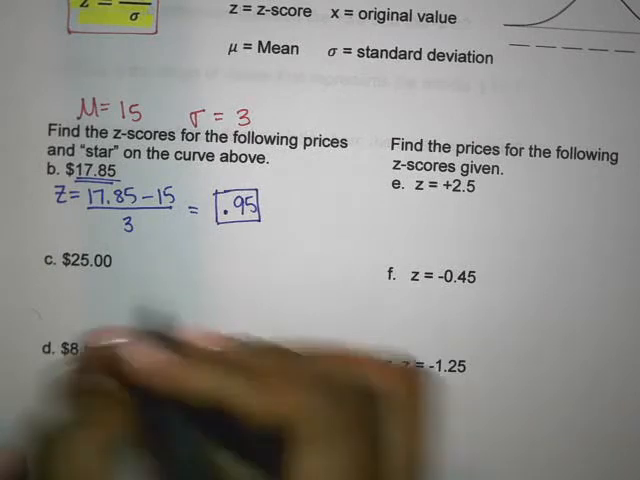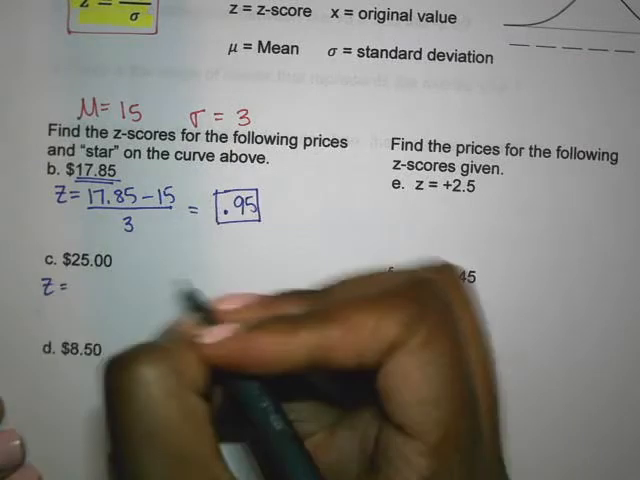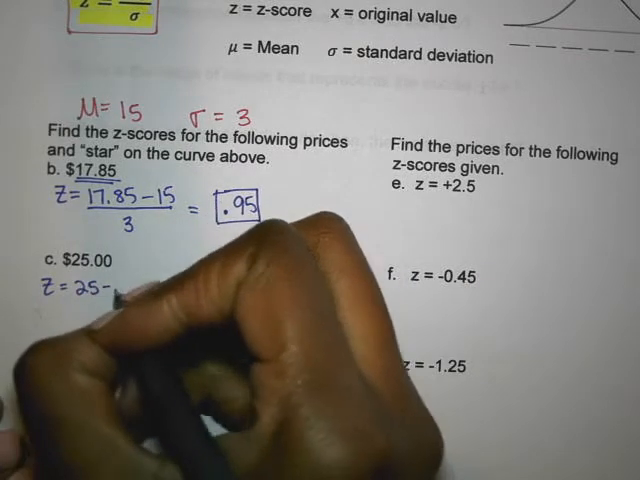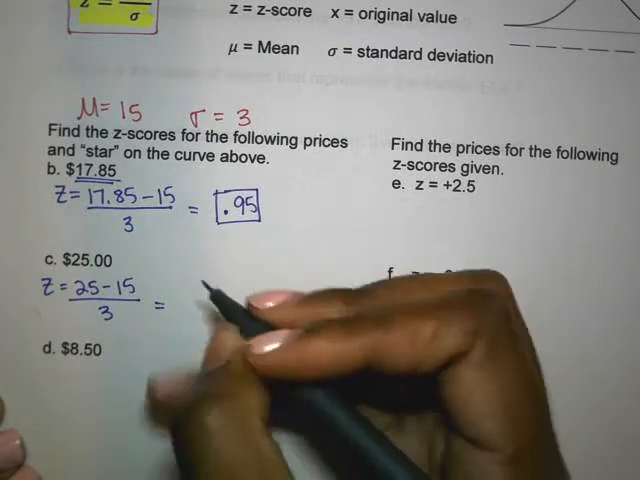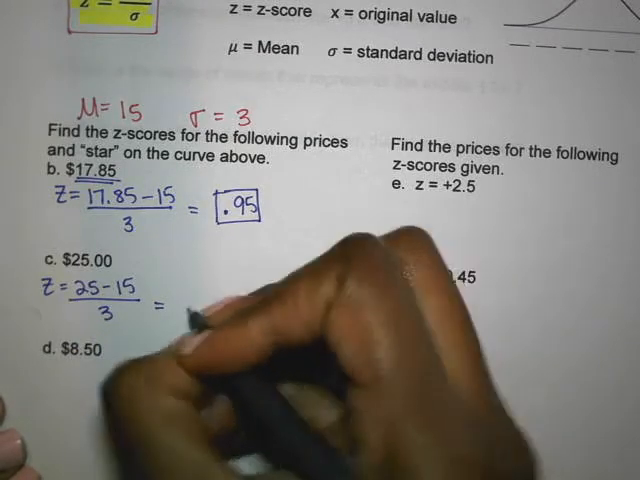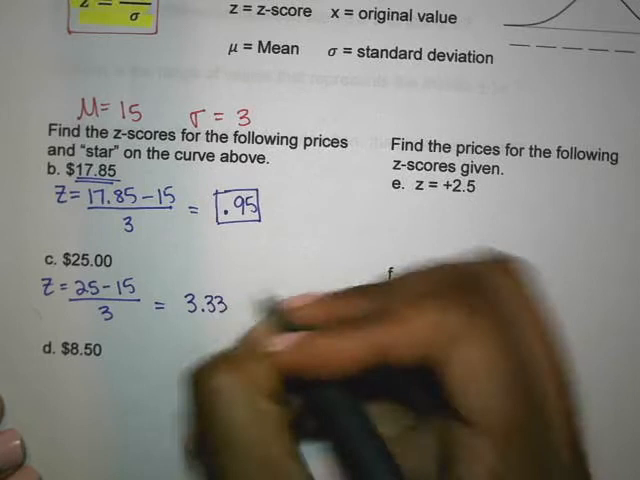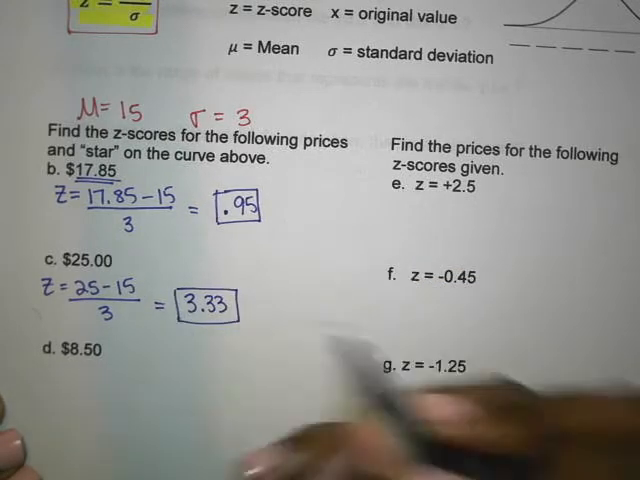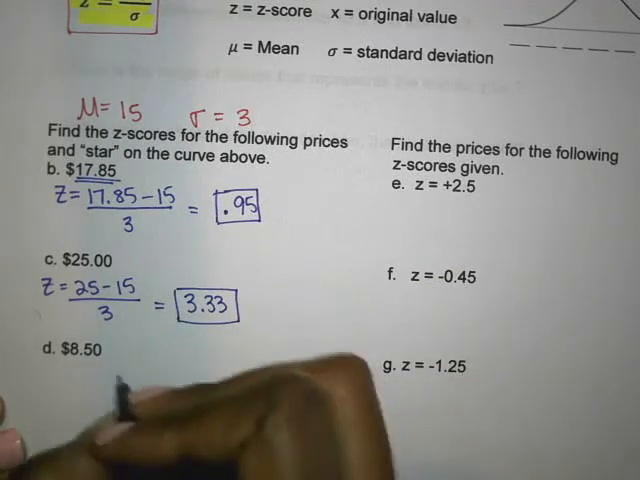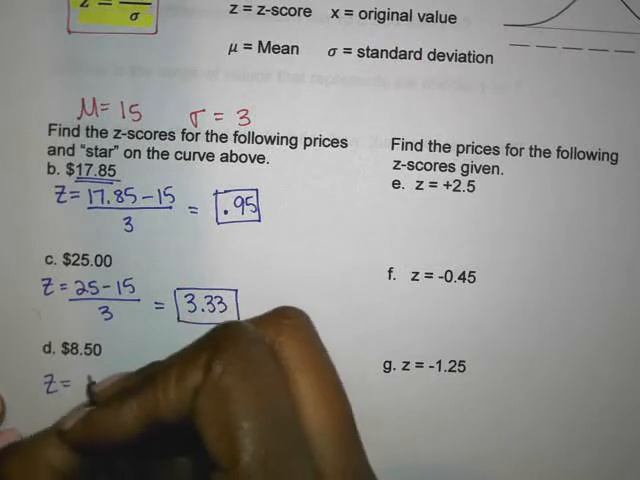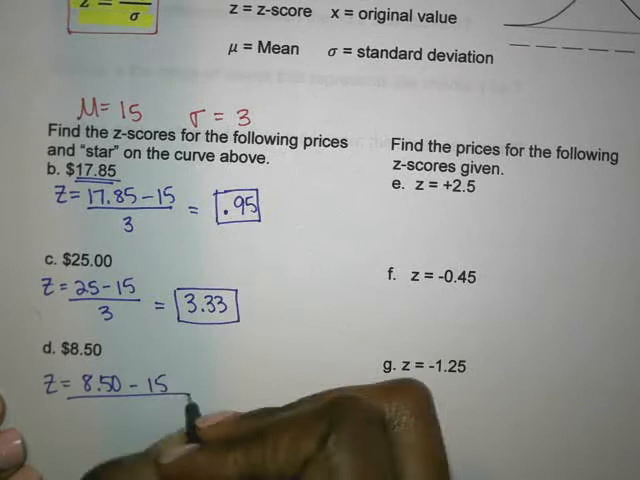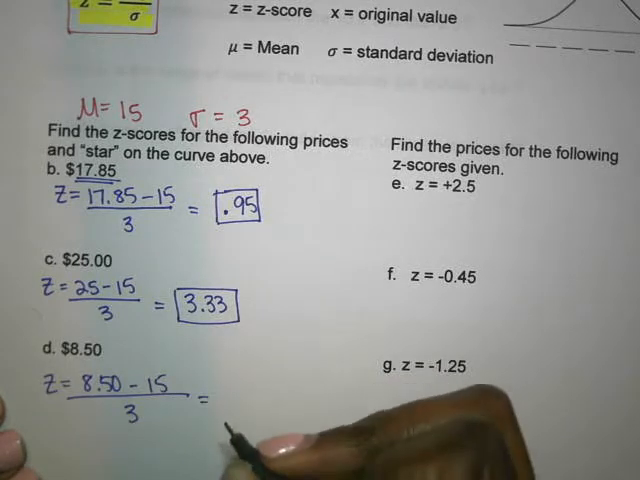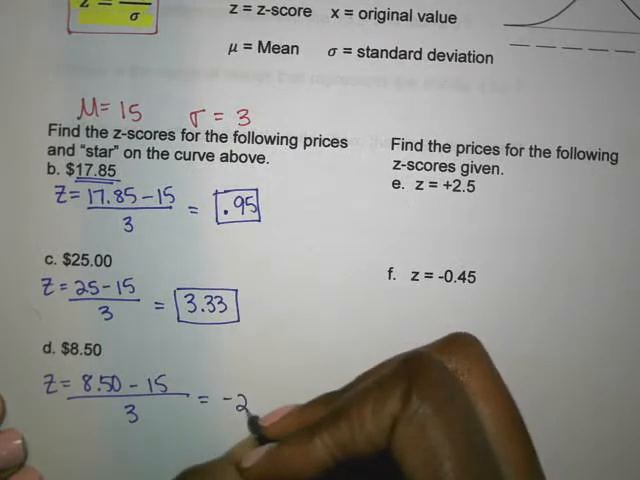All right, the next one, my data point is $25. So 25 minus 15 divided by 3. I've already done the work, so I'm just going to write it in. This is 3.33. And for the last data point, my data point was 8.50 minus 15 divided by 3, and that gave me negative 2.16.